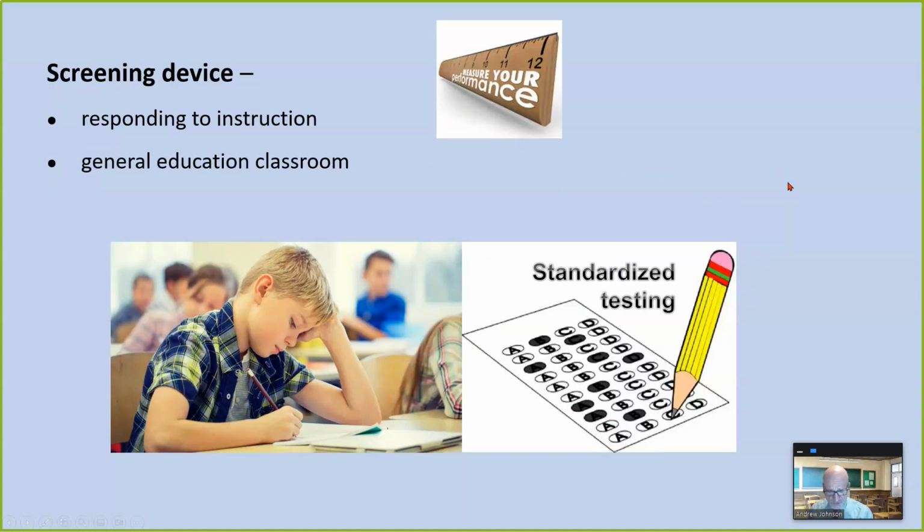A little bit more about screening devices. Let's take a look at these. RTI calls for some sort of screening device to determine if students are responding to instruction in a general education classroom. Another problem with using standardized tests for a screening device is that they do not match classroom instruction, hopefully. In other words, good reading instruction in a general education classroom looks very much different from the content on a standardized test.